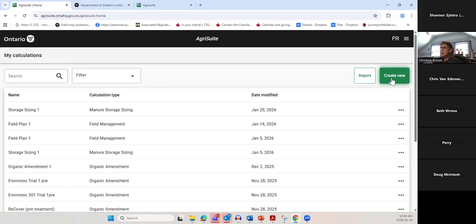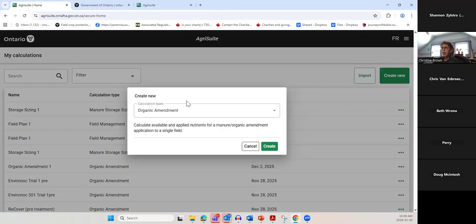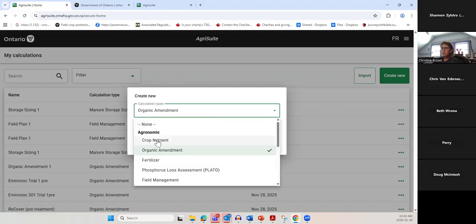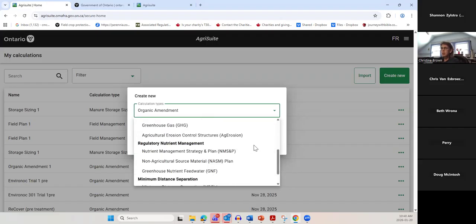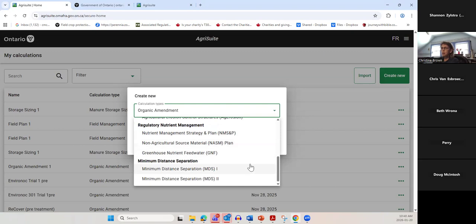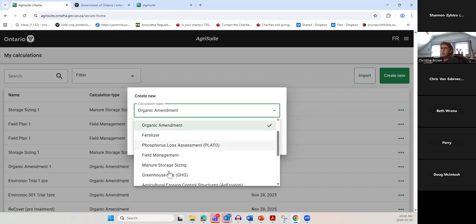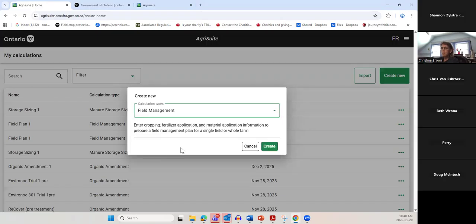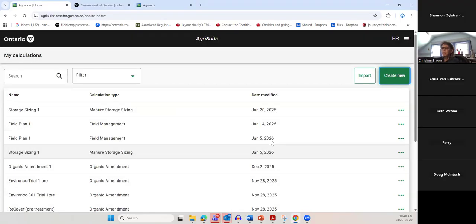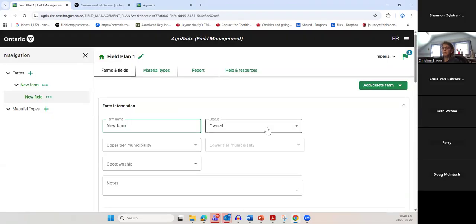We're going to create a new plan. And when I go to create new, I have a whole bunch of options. So I've got my agronomic tools. If I wanted to, I could go to the regulatory tools, or the minimum distance separation tools. We are going to the field management tool because, like I said before, it allows me to use those other tools as well. Any questions so far?